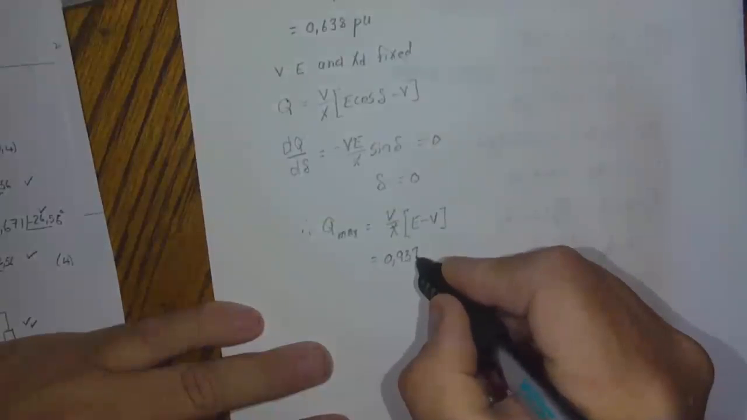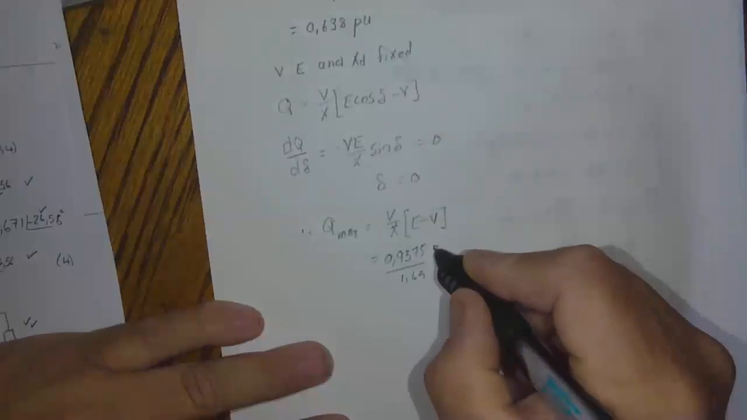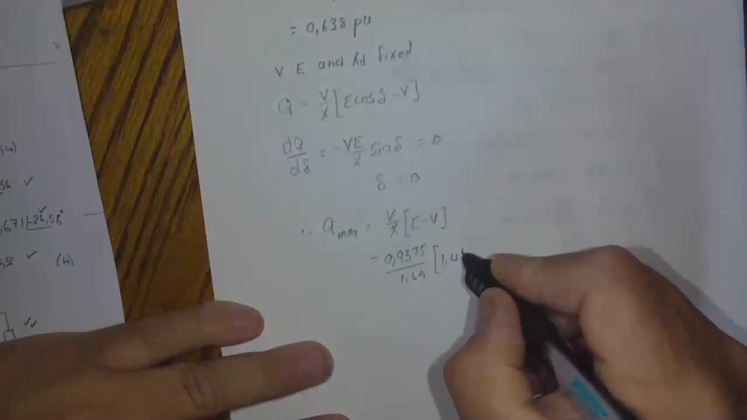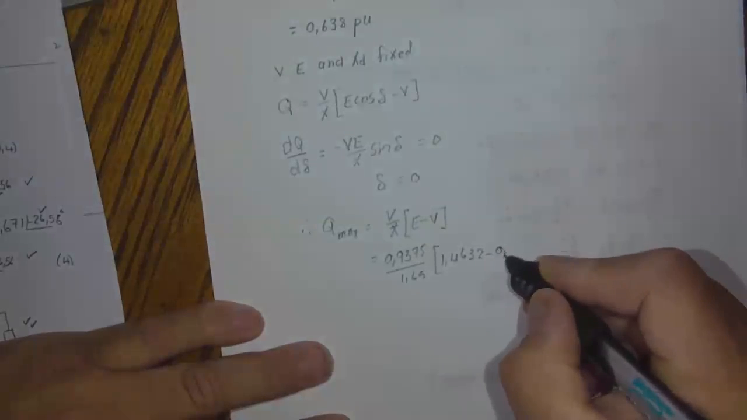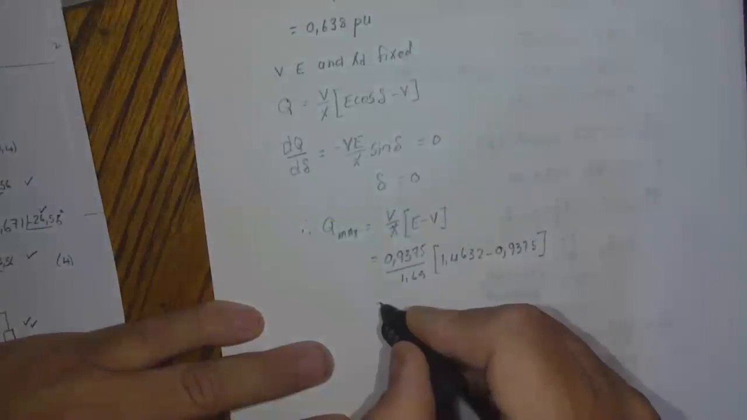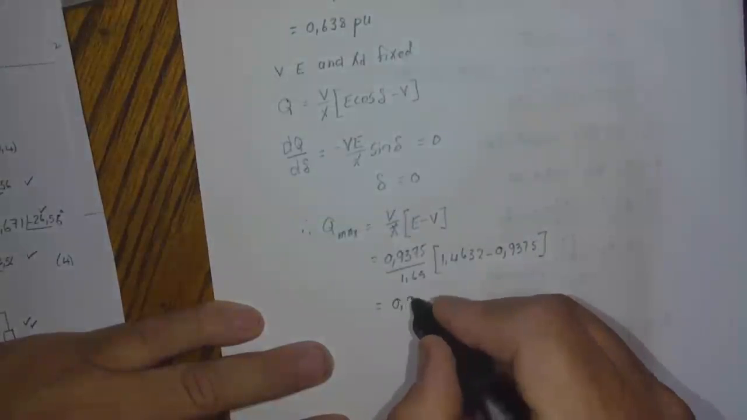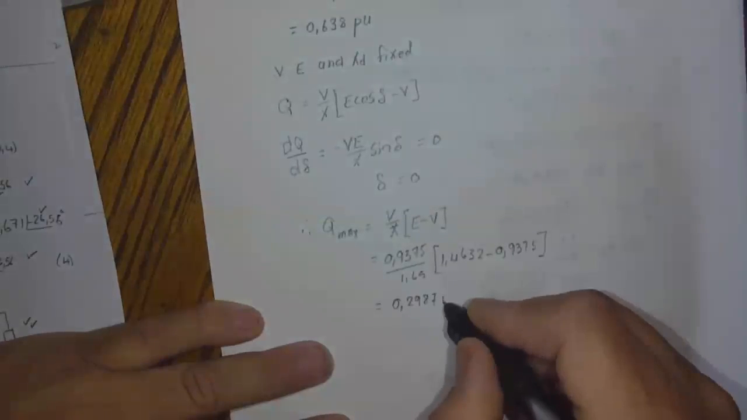0.9375 over 1.65 times 1.4632 minus 0.9375. And that gives us 0.2987 per unit.